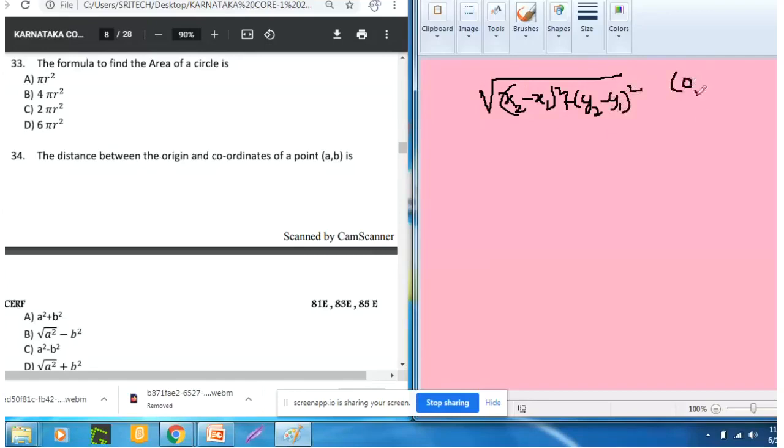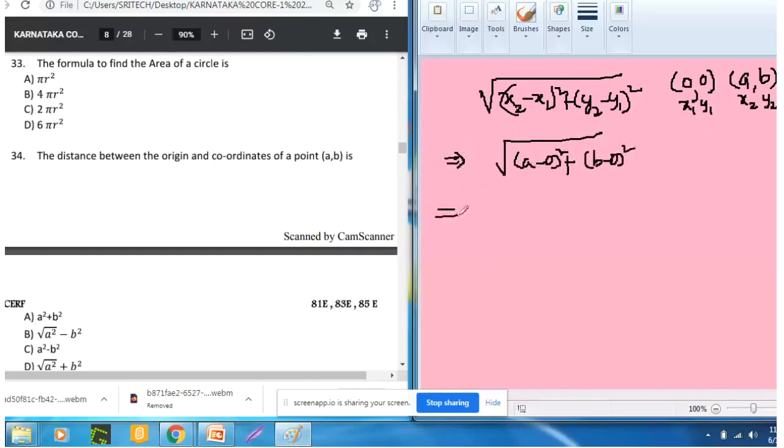Origin point will be represented with (0, 0), which is the intersection of x-axis and y-axis, and the other point is as given in the question as (a, b). We represent the first point as (x1, y1) and the second point as (x2, y2), and we replace in the formula. So (x2 minus x1) is (a minus 0) whole square plus (y2 minus y1), (b minus 0) whole square. a minus 0 is a itself, b minus 0 is b itself. So square root of a square plus b square. Correct option here is D.